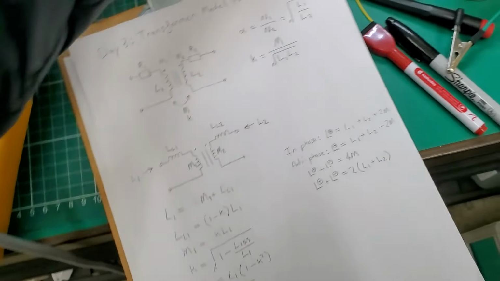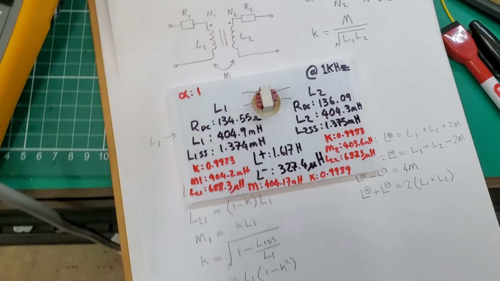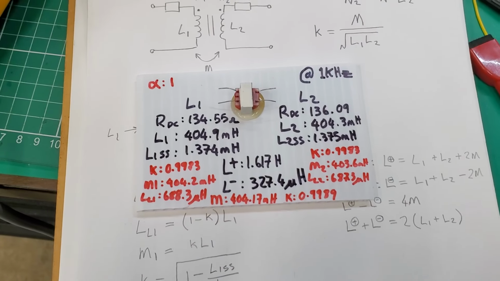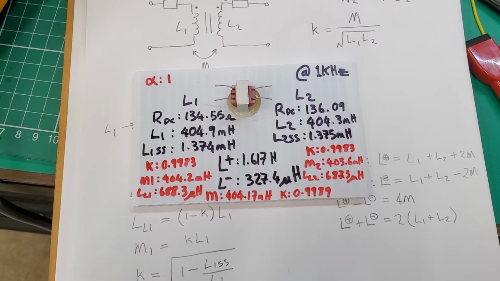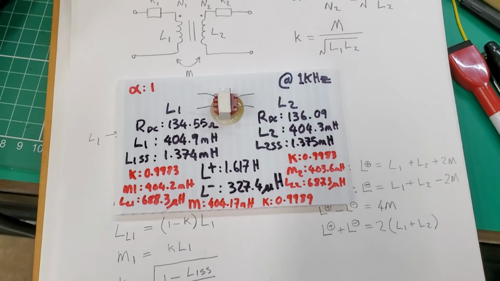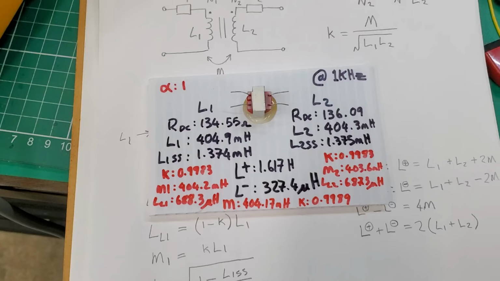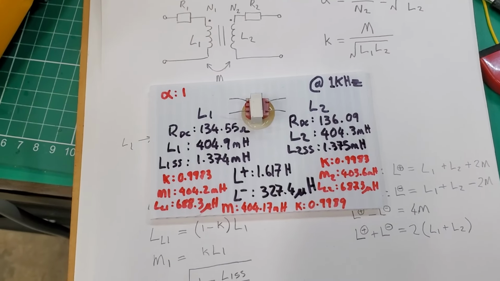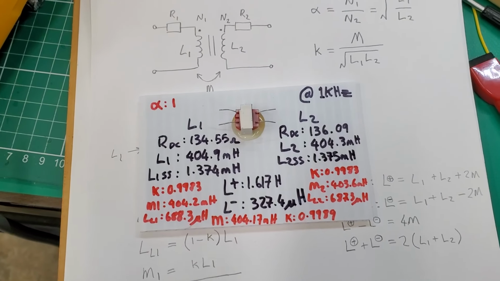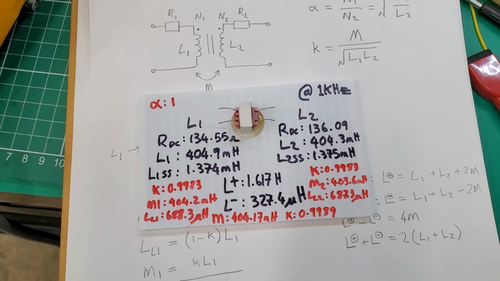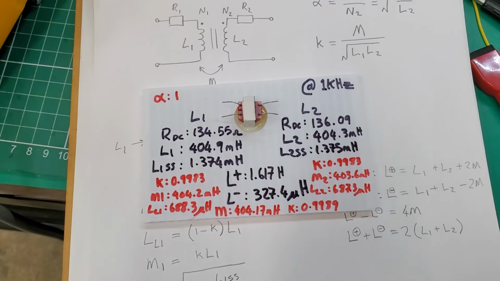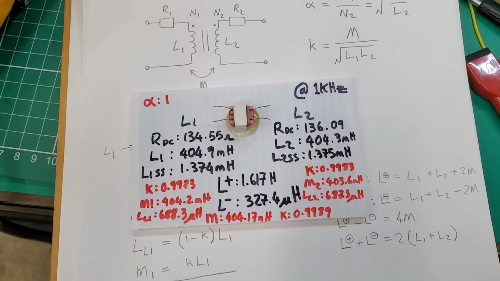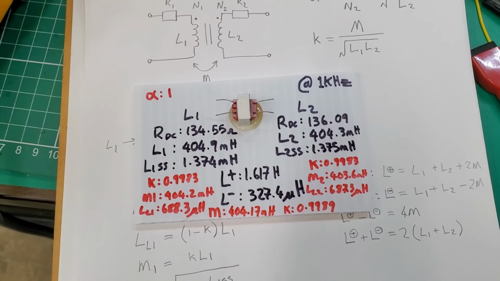What does this look like in practice? All right, so this is a transformer off the shelf, actually from Amazon. It's a 600 to 600 ohm audio coupling transformer. I measured it at 1 kilohertz. It has DC resistances of about 135, 136 ohms, somewhere around there. We're going to ignore the resistances here. The inductances looking into each side of the transformer with the other side open are about 404 millihenries. When you short the opposite winding, you get about 1.37 millihenries.